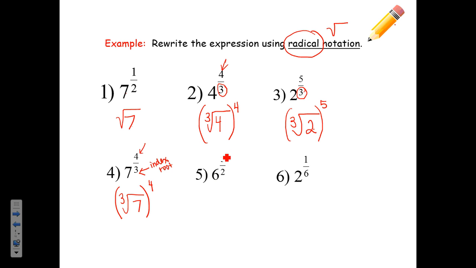This says 6 to the 3/2 power, so this would be the square root of 6, and all of that would be raised to the 3rd power. Now remember, I don't need to write that 2 there, but it's okay if you do. This says 2 to the 1/6 power.